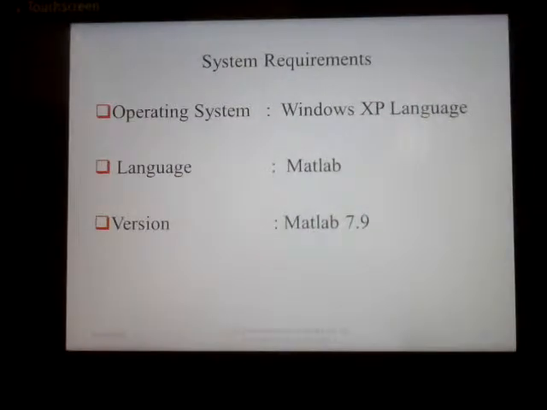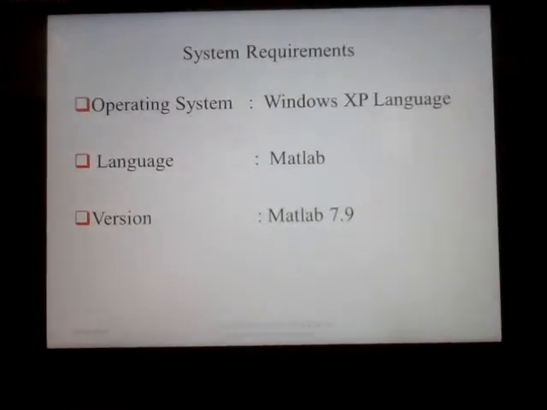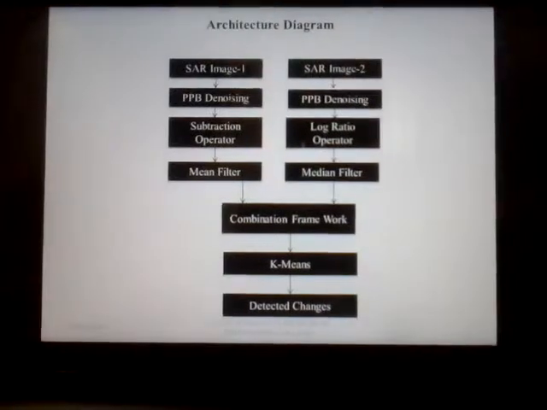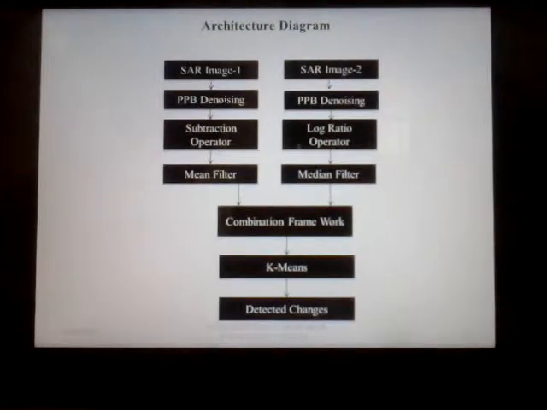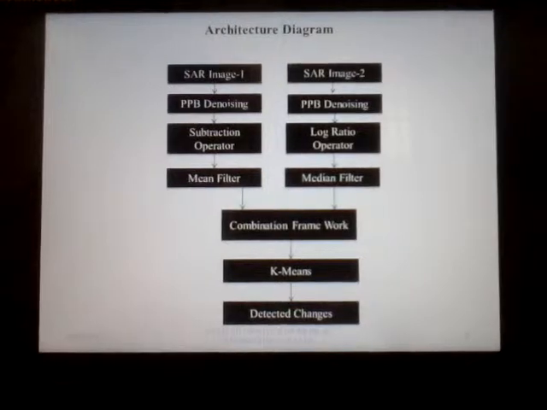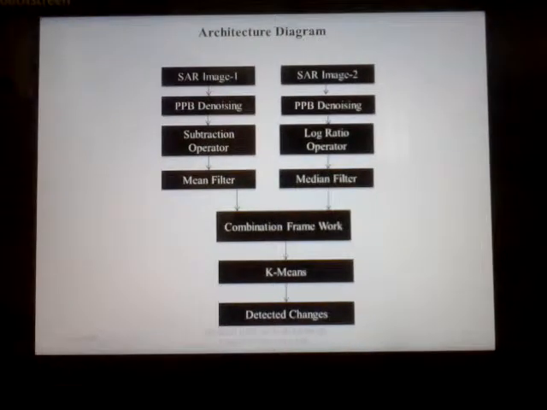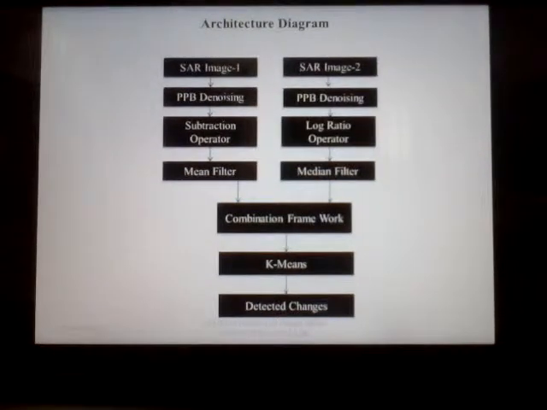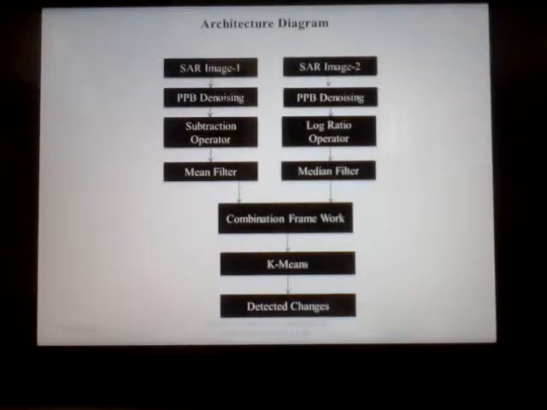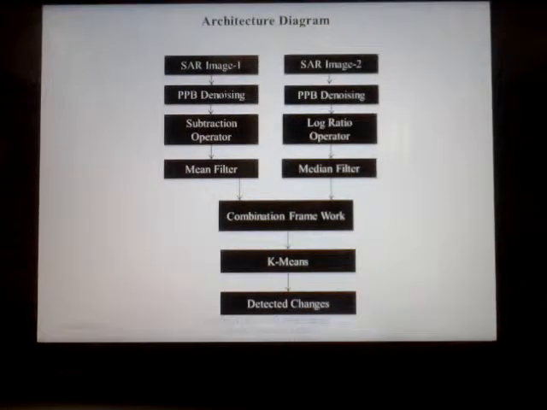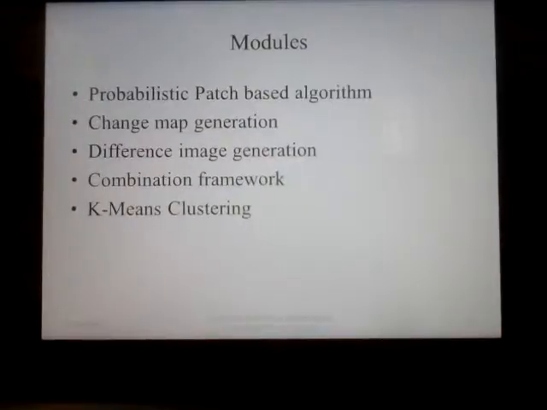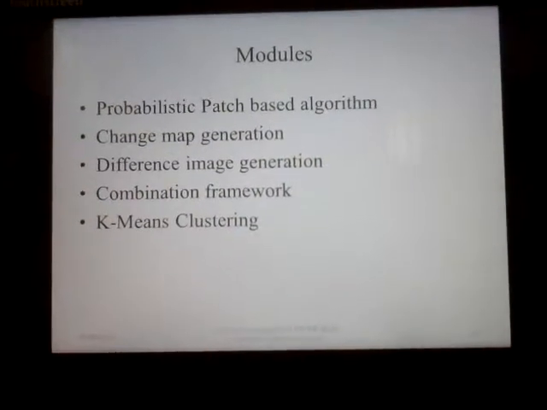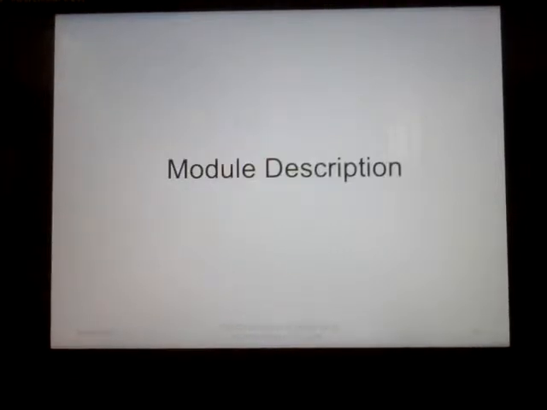Then my friend will continue. System requirements: operating system Windows XP, and the language used here is MATLAB, version MATLAB 7.9. Architecture diagram. This is our architecture diagram. SAR image 1 and SAR image 2, PB denoising and PB denoising, subtraction operator and log ratio operator, mean filter and median filter, which are combined by combination framework and K-means and change detector. Modules: probabilistic patch-based algorithm, change map generation, difference image generation, combination framework and K-means clustering.